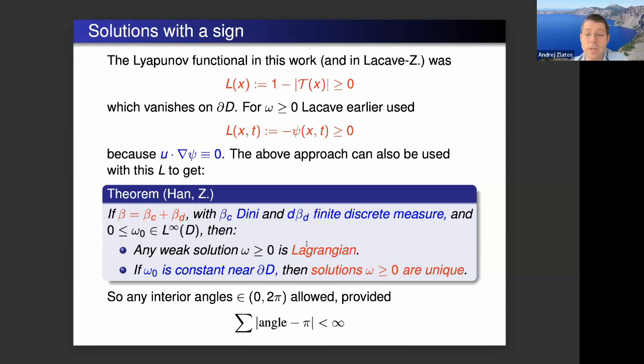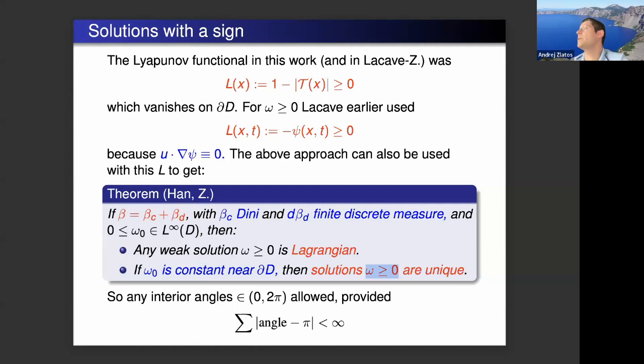So any weak solution is Lagrangian, and if the vorticity is constant initially near the boundary, then it remains that way. Particle trajectories never reach the boundary in finite time, and therefore solutions like that will be unique. But of course, solutions that are greater or equal to 0.